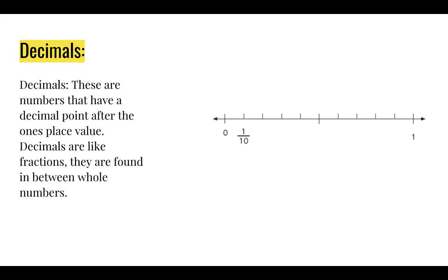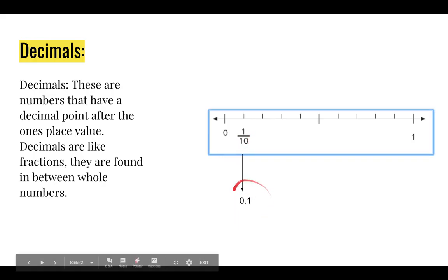If we look at this number line, you can see that I've broken it up into 10 parts. So the fraction for this spot here on the number line would be 1/10. Well, because we have a value of 10, we can change it into a decimal like this. And I'm going to show you how to do that next.